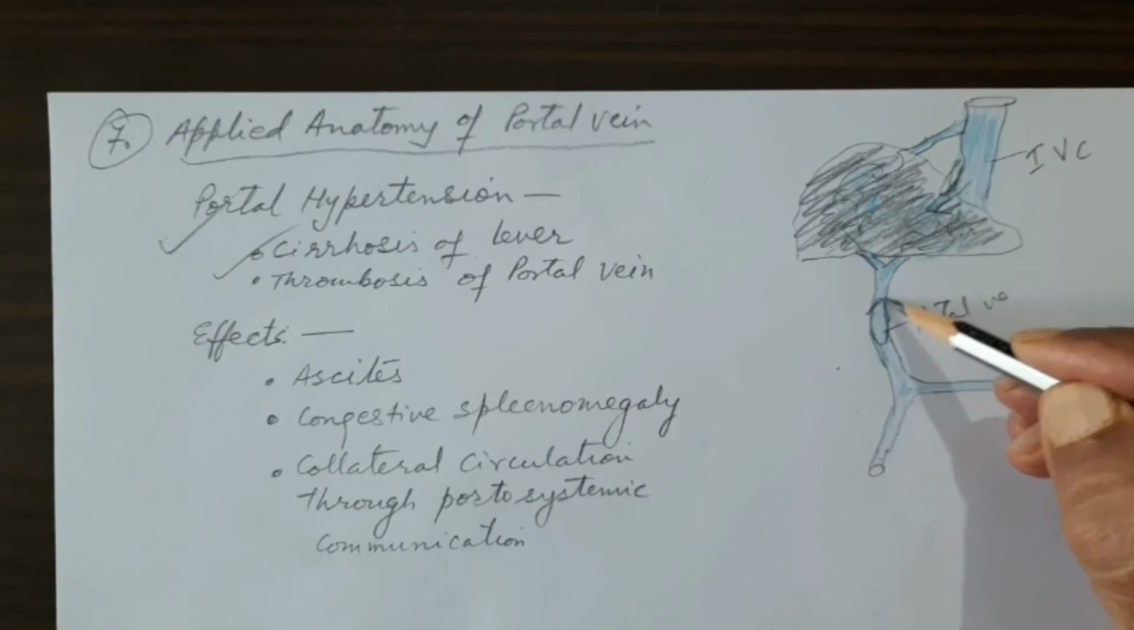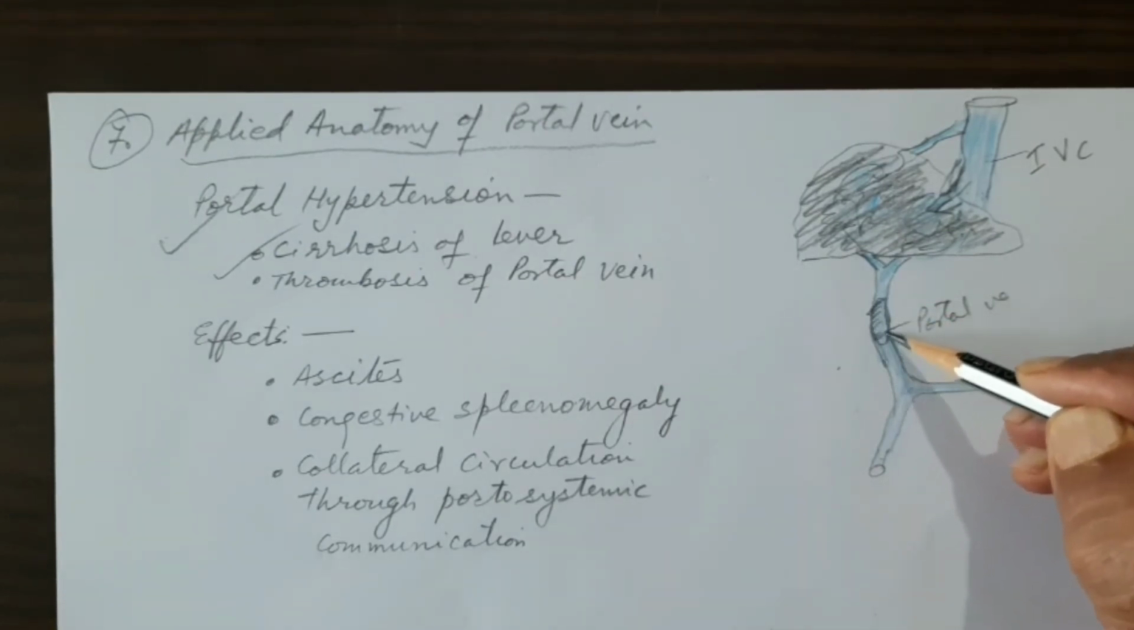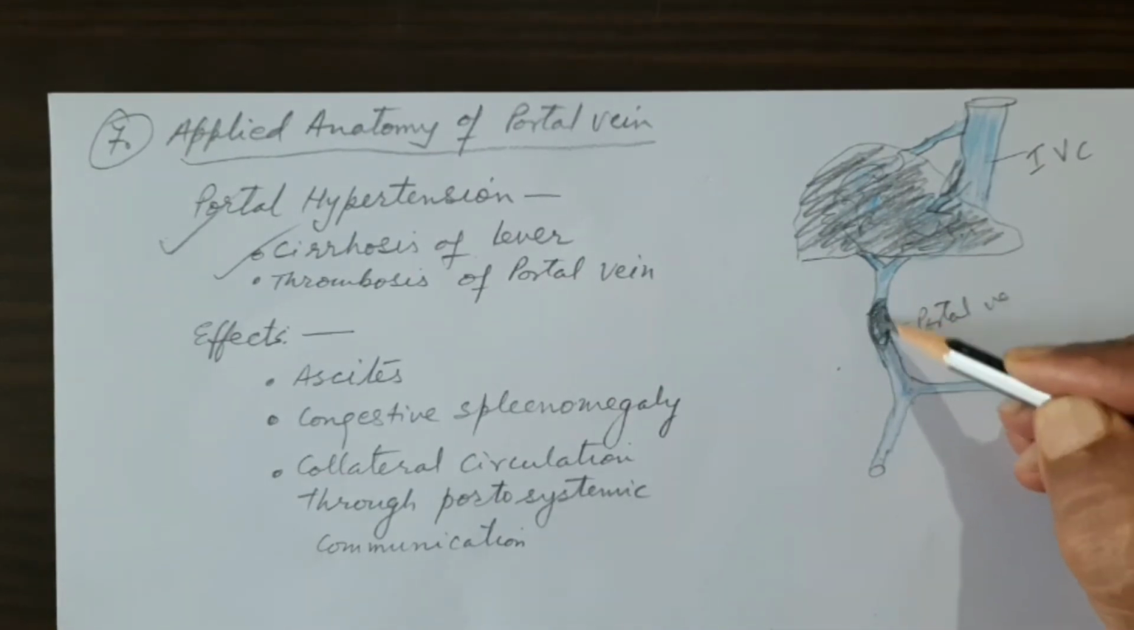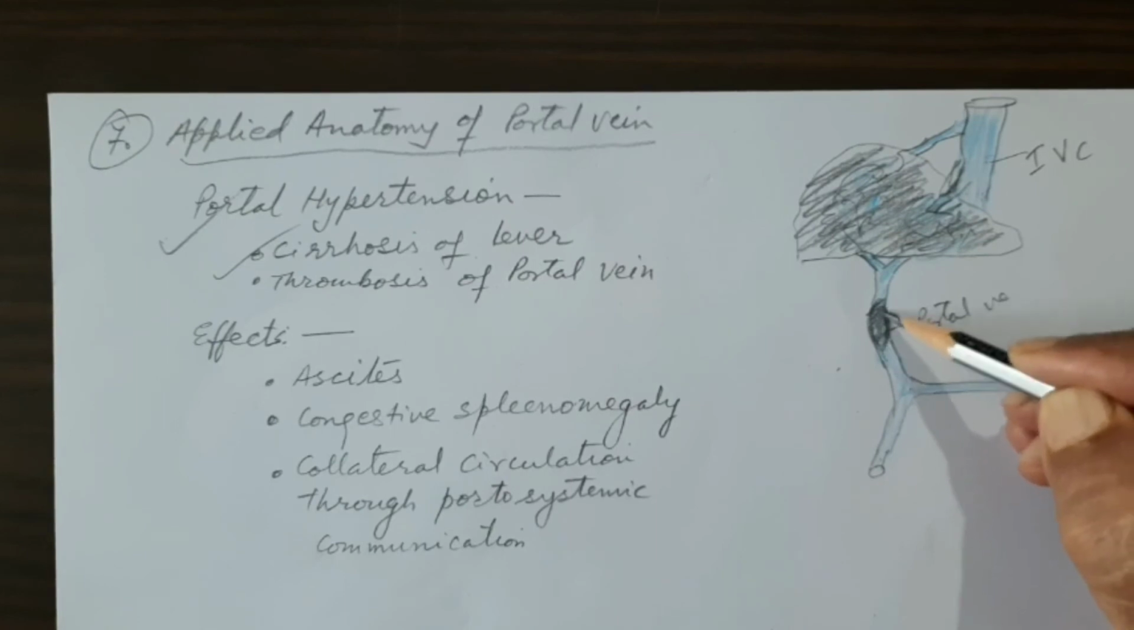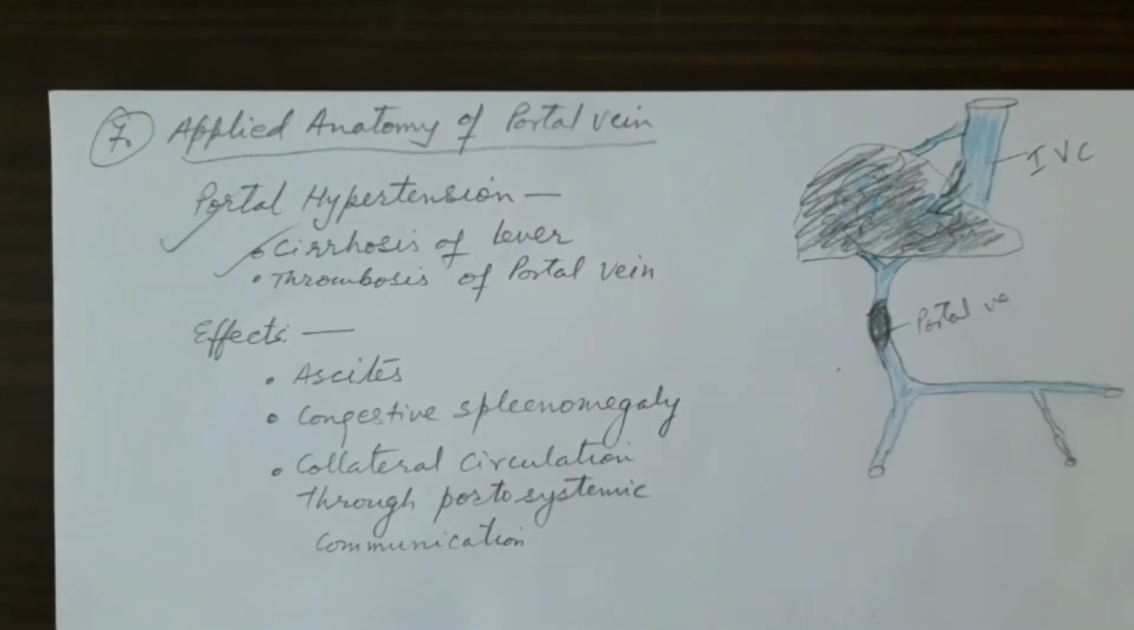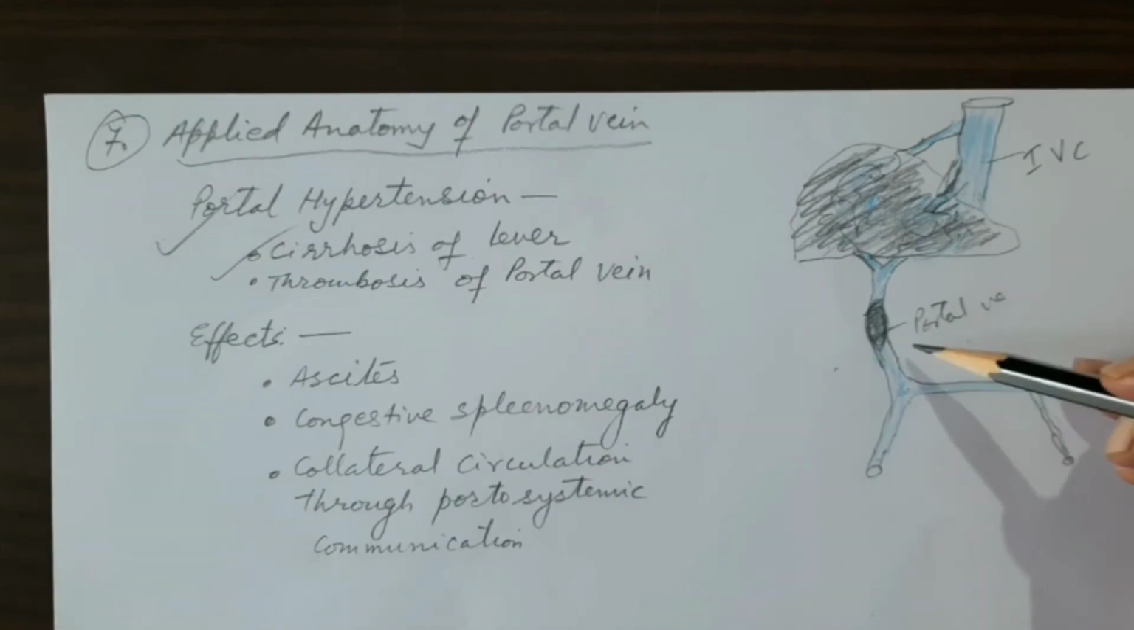See, this is the portal vein, and if a blood clot forms within the portal vein, this will also lead to obstruction of the venous flow. This is called thrombosis of the portal vein, and the same condition will result. Now, because of this, what will happen?